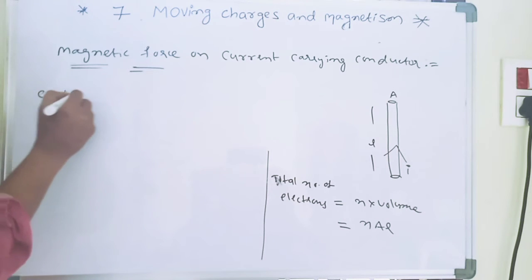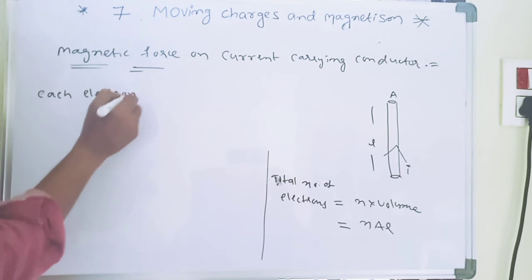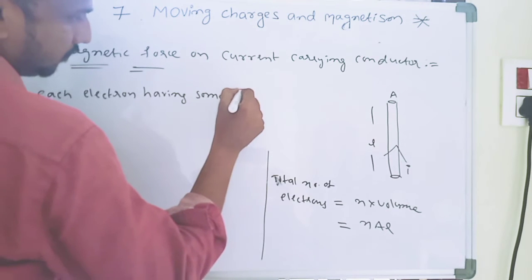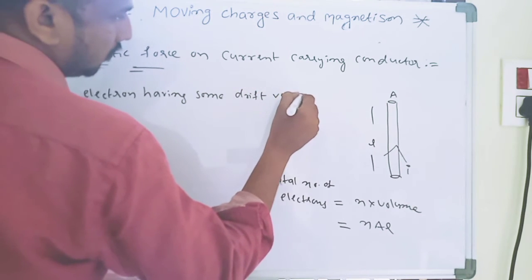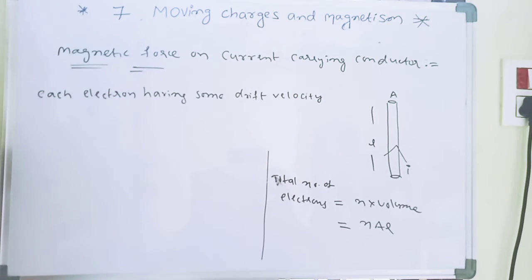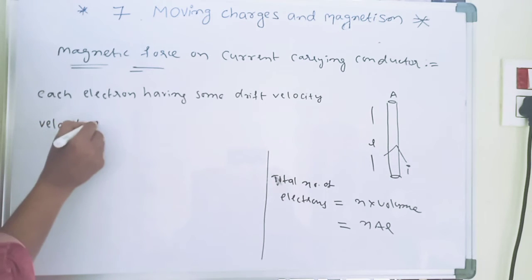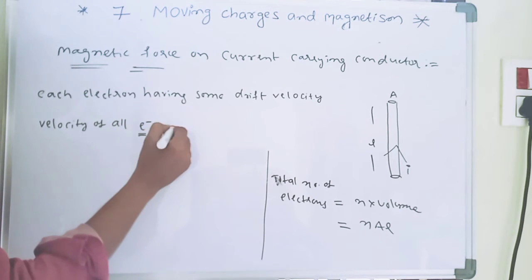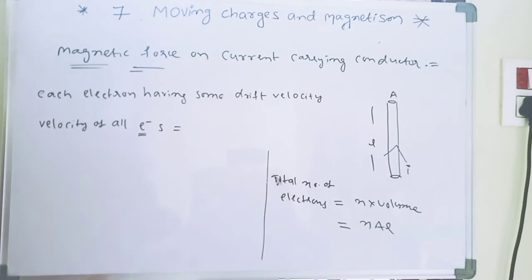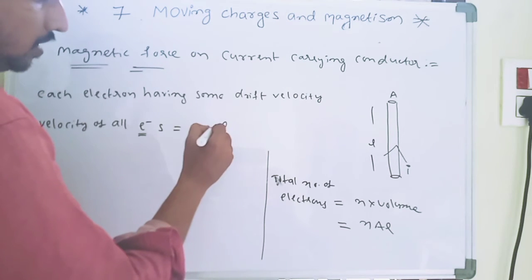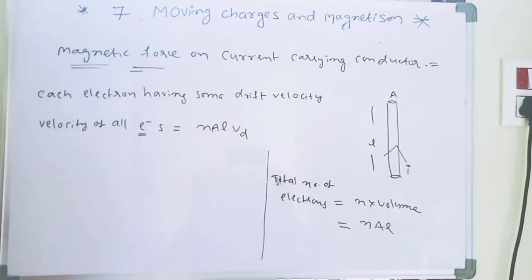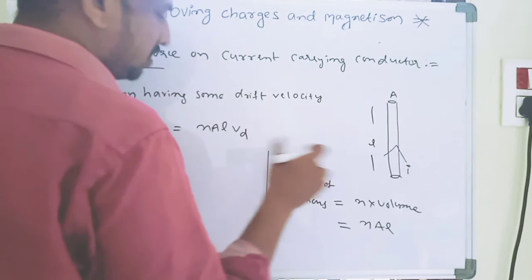Remember this point: each electron has some drift velocity. So therefore the velocity of all electrons is equal to the total number of electrons, nAL, into the drift velocity of each electron, Vd. So this is the velocity of all electrons, nAL into Vd.